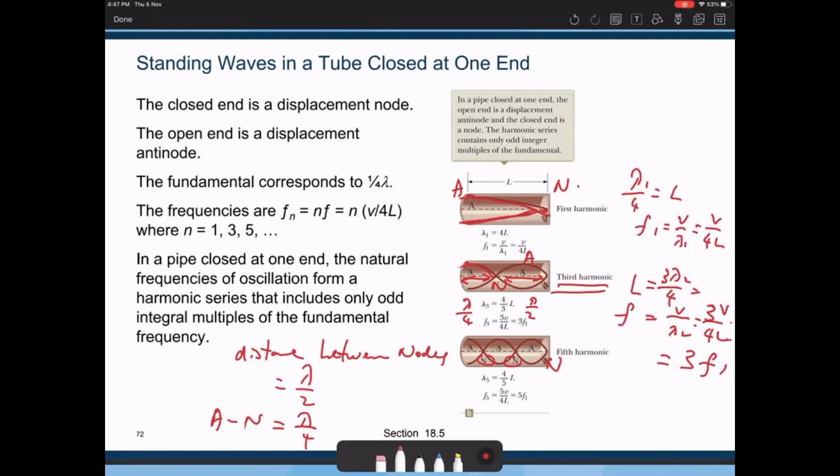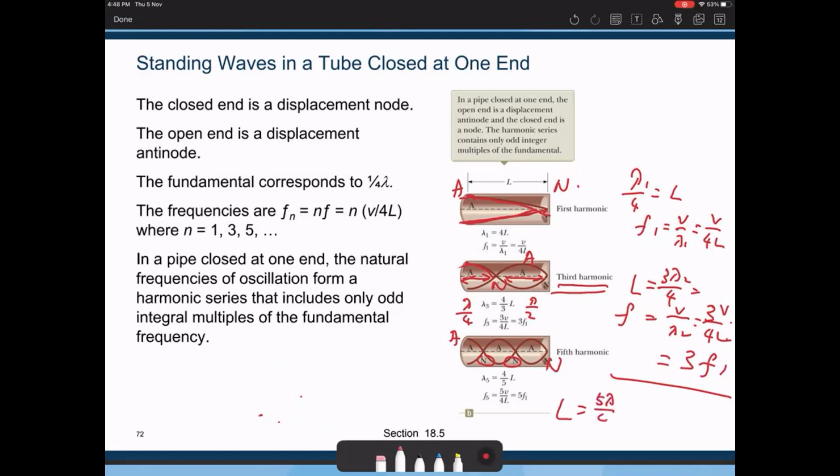So how should it be considered? Once again, you have an antinode at the open end, and there are some further antinodes in the middle of the tube. So altogether, the length of the tube would be equal to 5 lambda divided by 4. And actually, this would give you the frequency that is equal to 5V divided by 4L, and that is equal to 5 times F1.